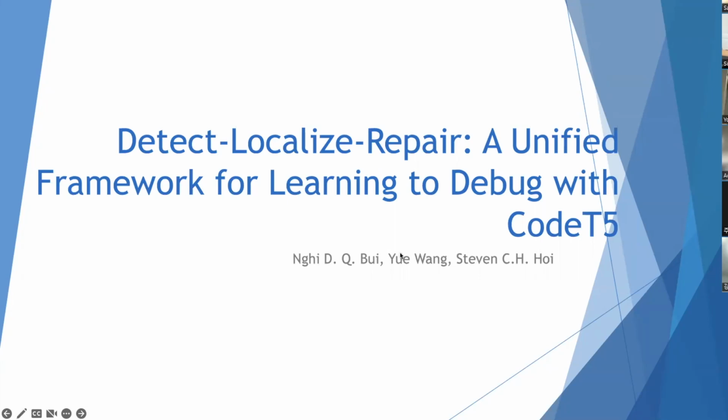Good evening, everyone. So today I'm going to talk about the paper Detect-Localize-Repair, which is DLR, a unified framework for learning to debug with CodeT5, which was published in EMNLP 2023 in the Findings track.